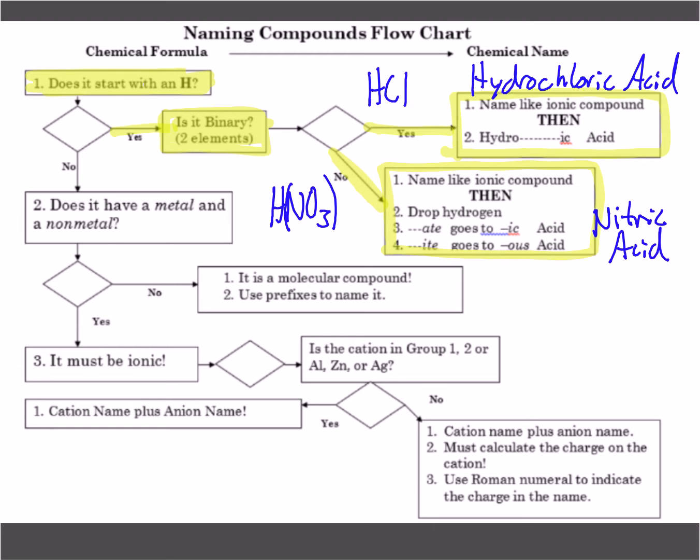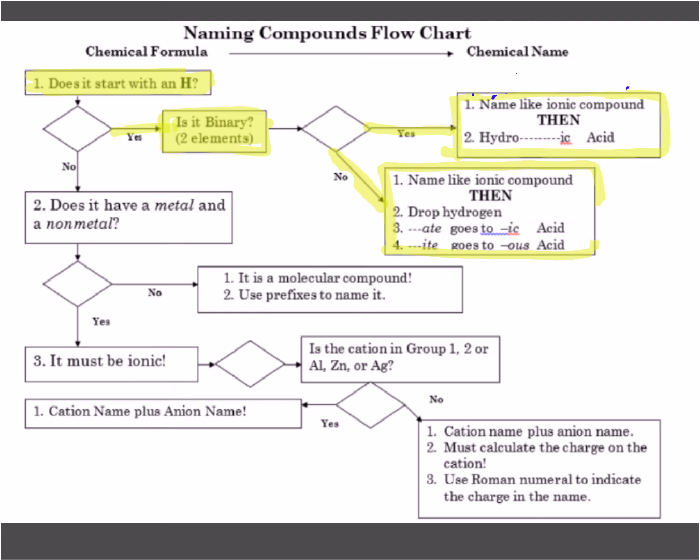All right. Going back to our original question, does it start with an H? Up until this point, everything we talked about did start with an H. If it doesn't, we're going to move on to the next piece. So you want a different color highlighter here. If it doesn't start with an H, the next question, guys, is identifying it as an ionic or covalent compound. So that's what you're trying to distinguish. Does it have a metal and a nonmetal? If the answer is no, that means it's a molecular compound.